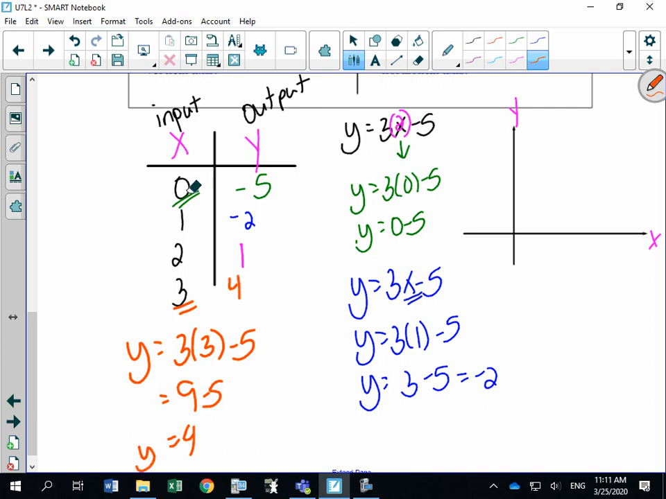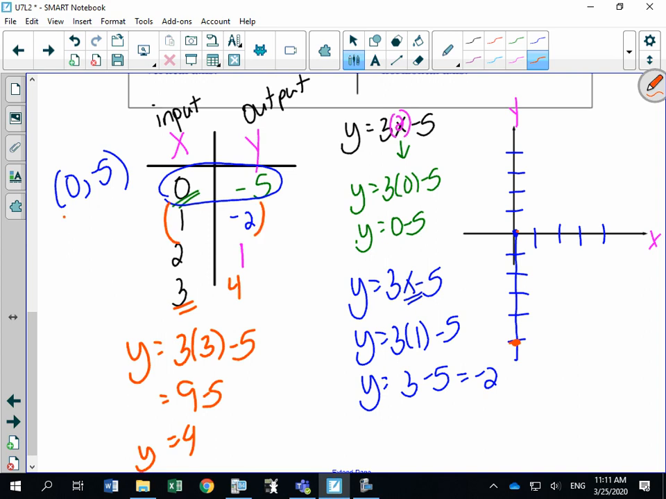Now, once you have this chart, what can we do with this chart? Well, these make ordered pairs, and I could graph them. So on my grid here, I'm going to have 0, 1, 2, 3, 4, and 1, 2, 3, 4. Oh, and it looks like I need to go into the negatives. So negative 1, negative 2, negative 3, negative 4, negative 5. Okay, this point here, if I said graph this, you would say, okay, my x is 0, my y is negative 5. So where's that point? X is 0, y is negative 5.